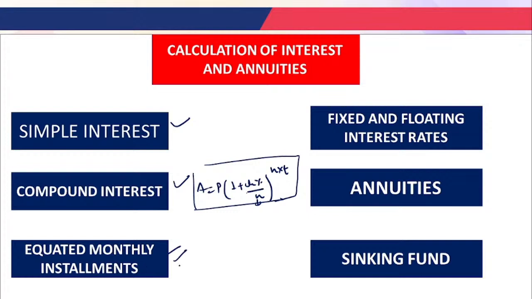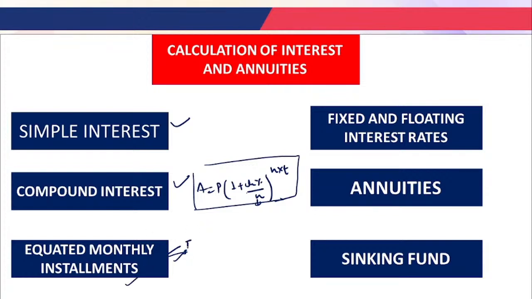After that, in the equated monthly installment, you will get one question from here, in the form of a formula or in the form of a question in the examination. Equated monthly installment is nowadays a common method for repayment of your loan. Under this system, the principal and the interest are repaid through equated monthly installments. So that is the equated monthly installment.